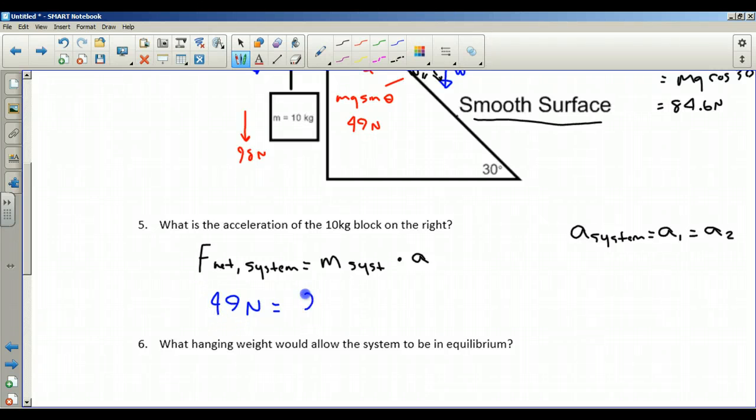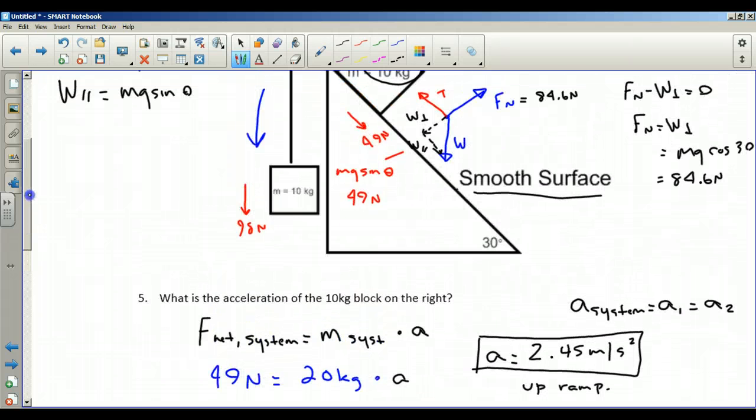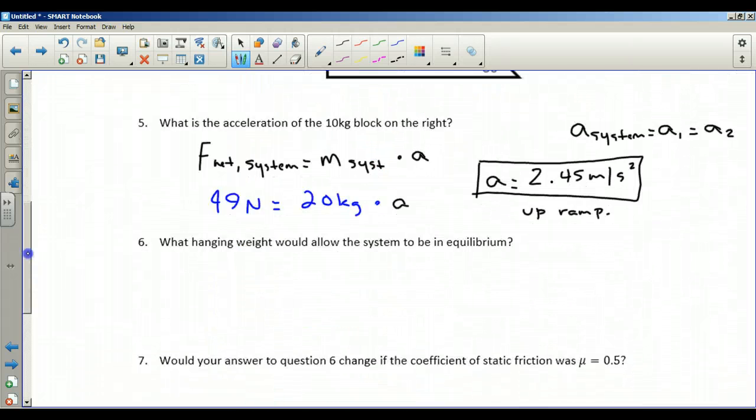We have 20 total kilograms of mass, and multiplying that by our acceleration, the result is that our acceleration is equal to 2.45 meters per second squared. And that's our acceleration, and it's going to be up the ramp, because the hanging mass is pulling with more force than our ramp's mass is pulling down.